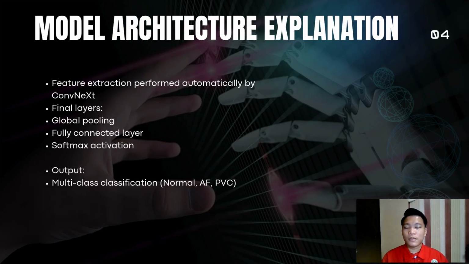As you can see in this slide, this is another model architecture explanation from my project. The ConvNeXt architecture automatically extracts features through convolution blocks with large kernels, layer normalization, and GELU activations. As you can see in this slide also, these are the final layers, which are a global pooling, fully connected layers, and softmax activation. So the input produces a multi-class classification output for the normal, AF, and PVC arrhythmias.